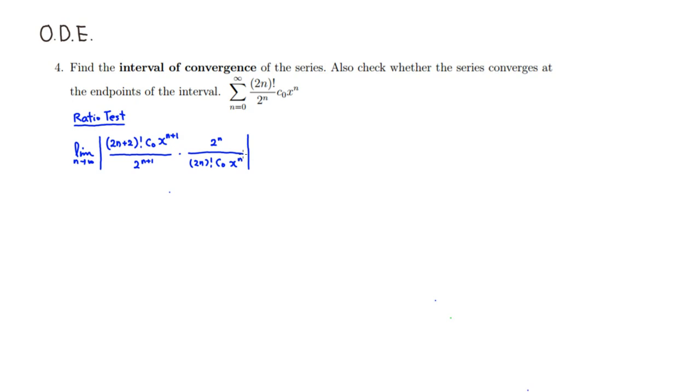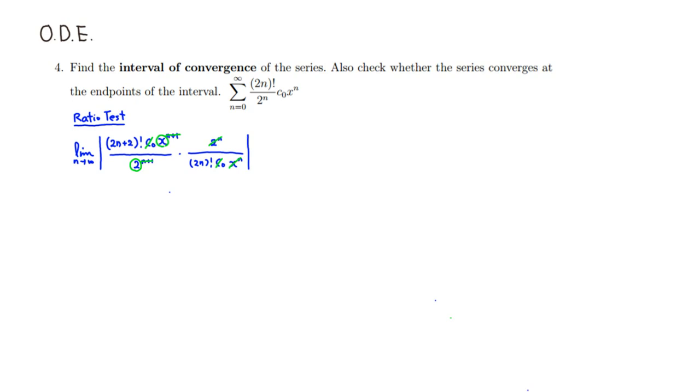Then we can do a bunch of cancellation here. You have 2 to the n, and we can scratch that out, so you have an extra 2 left on the bottom. The c0 and the c0 cancel out. Then you have x to the n, and you can cancel that, so you have an extra x sitting on top.